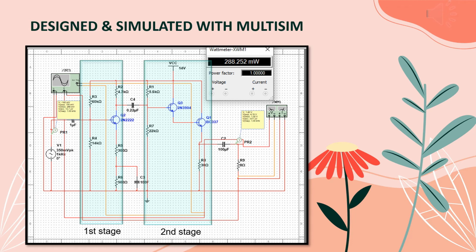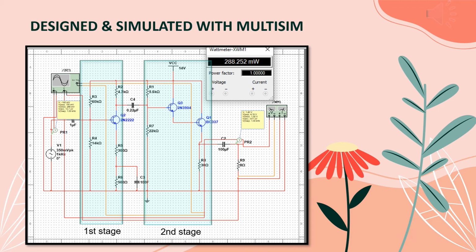Design and simulate with Multisim. For this slide, I will explain about the components that I use for this design. As we can observe, there are two stages. First stage, second stage. Okay, for the first stage, as we can see, there is a resistor R5. It's a sweeping resistor in the first stage and has been chosen to be 300 ohm to ensure that the speaker is designed to play with as little distortion as possible at maximum volume.